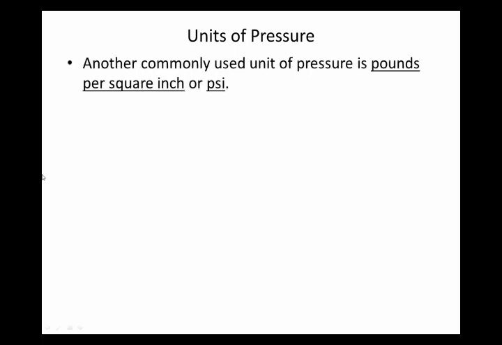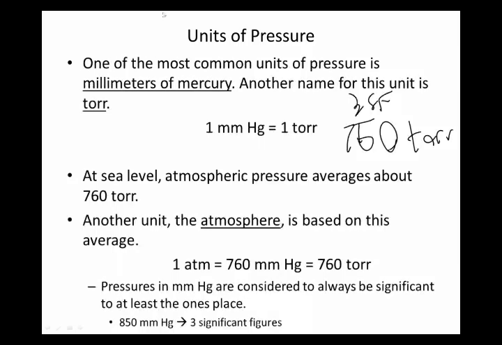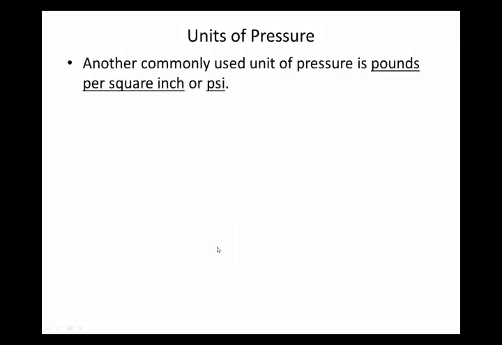Another commonly used unit of pressure is pounds per square inch. This is mostly imperial system. By the way, I do expect you to memorize this conversion factor. Yes, I do expect you to know 760 millimeters of mercury is 1 atmosphere and vice versa. You don't need to memorize pounds per square inch. I'll give this to you. However, I bring this up just to give you the basic idea, because it's a unit you see a lot.